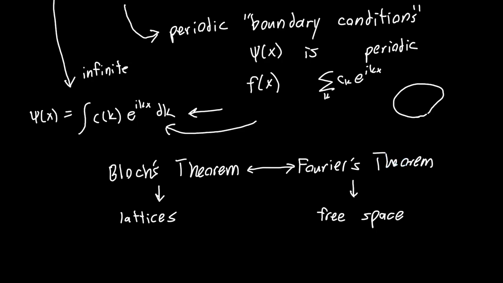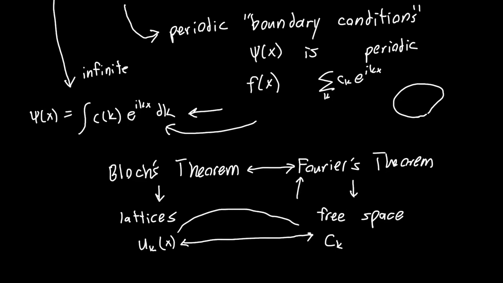And so these Fourier coefficients, c sub k, are analogous to u sub k, this periodic function, which is a function of x. In fact, u sub k actually becomes c sub k in the limit as the lattice spacing approaches zero. So we can think of Fourier's theorem as actually a special case of Bloch's theorem, if you like, in taking a limit as a approaches zero, where a is the lattice constant between two atoms.